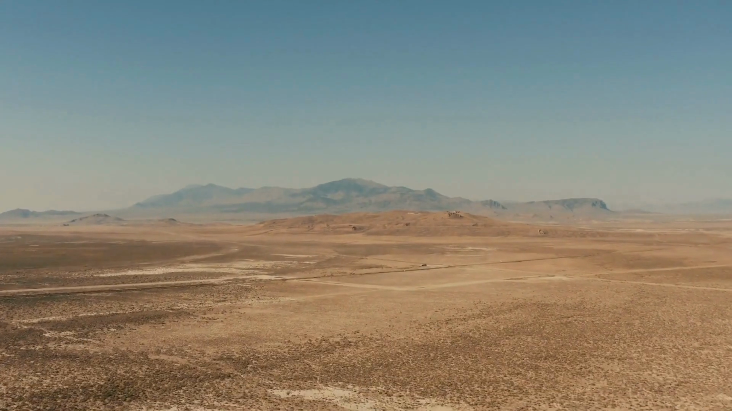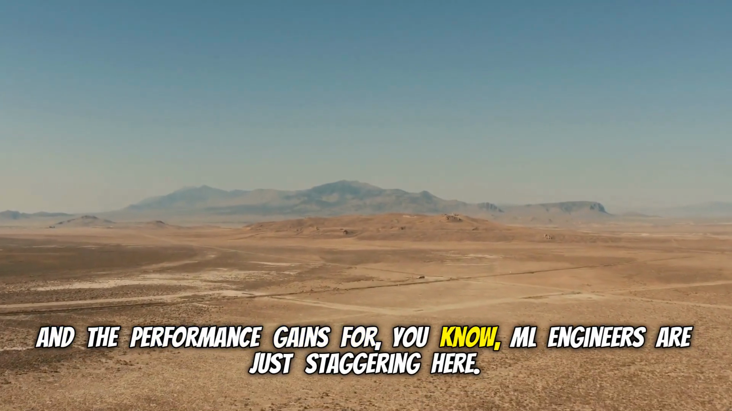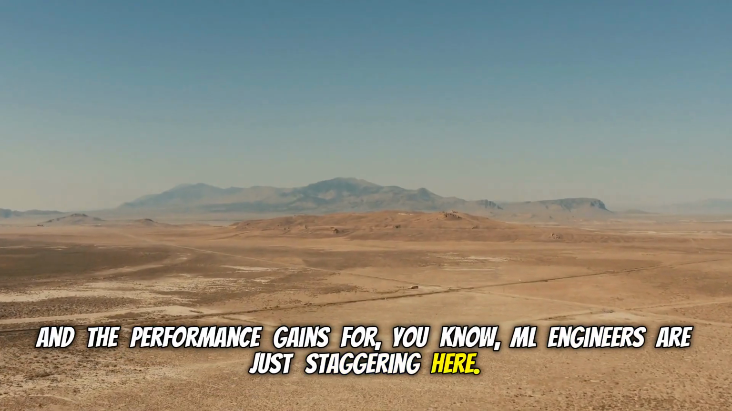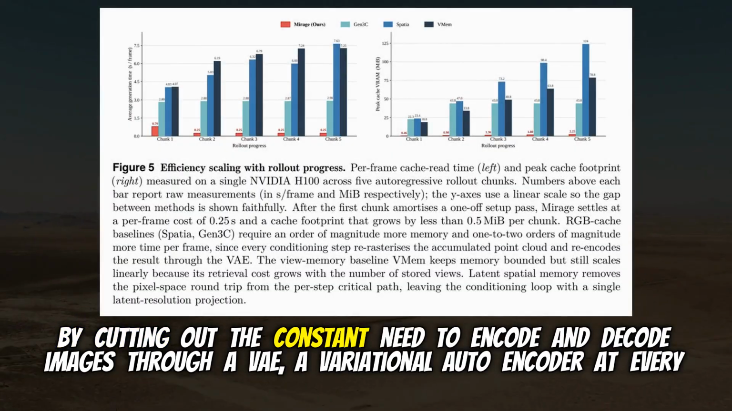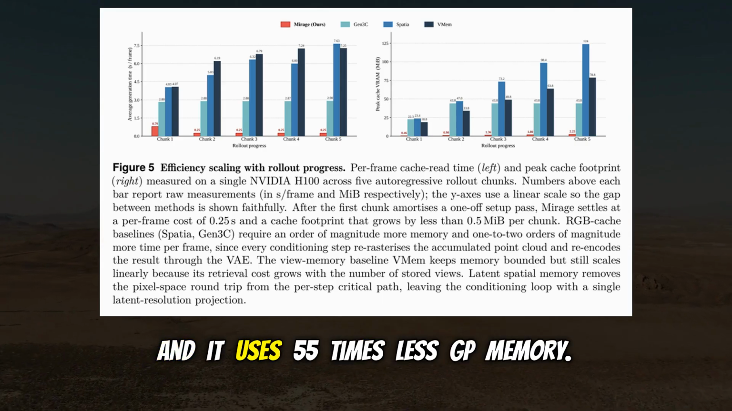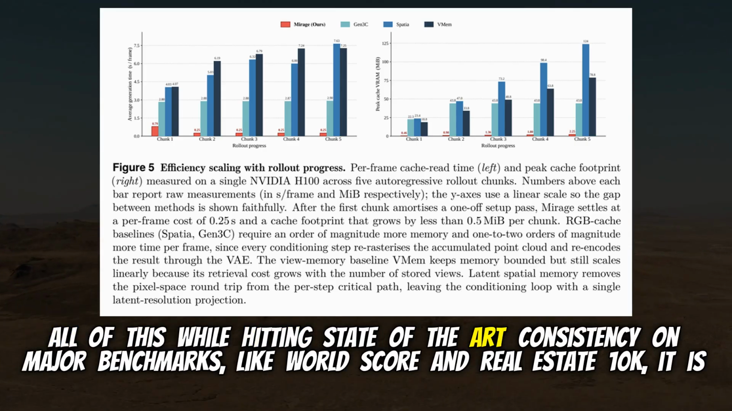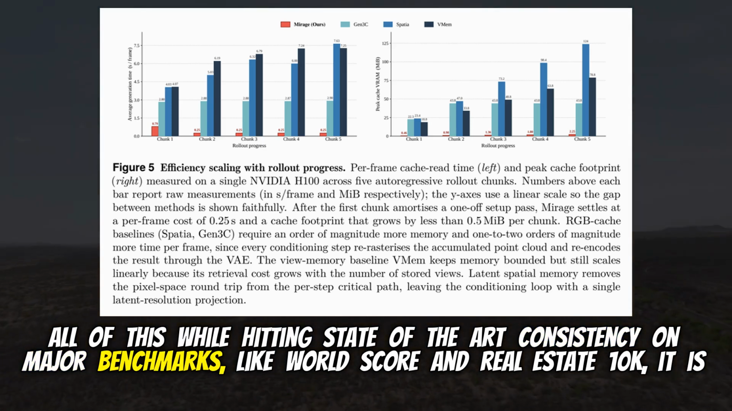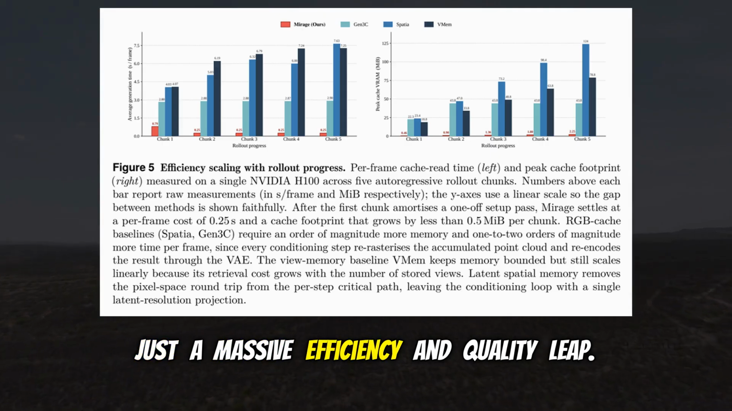Which is huge. The performance gains for ML engineers are staggering here. By cutting out the constant need to encode and decode images through a VAE, a variational autoencoder, at every single step, Mirage achieves up to a 10.57x end-to-end speedup. And it uses 55 times less GPU memory. All of this while hitting state-of-the-art consistency on major benchmarks like WorldScore and RealEstate10K. It is a massive efficiency and quality leap.